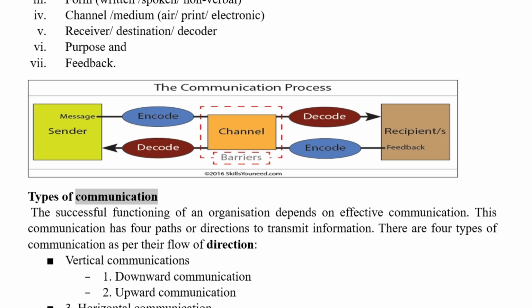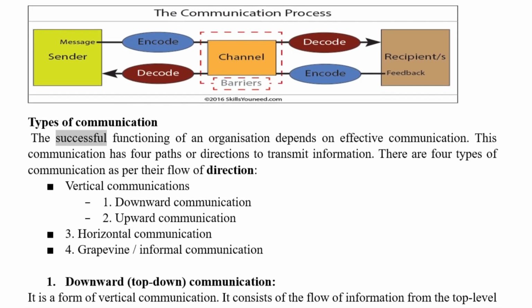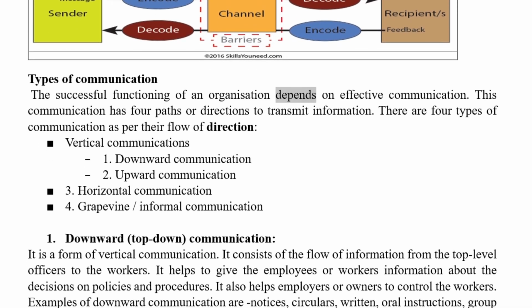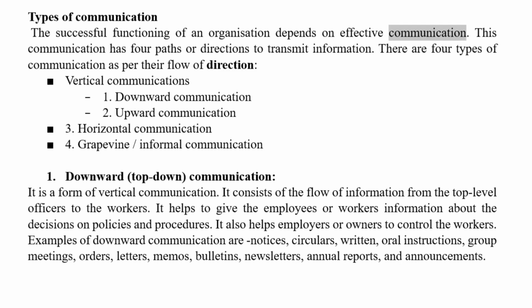Types of communication. The successful functioning of an organization depends on effective communication. This communication has four paths or directions to transmit information. There are four types of communication as per their flow of direction. Vertical communications: 1. Downward communication. 2. Upward communication. 3. Horizontal communication. 4. Grapevine or informal communication.